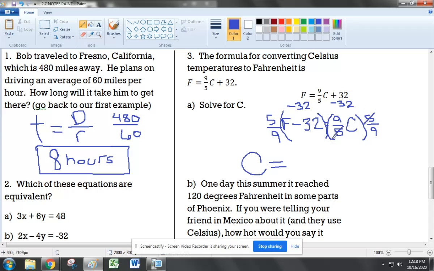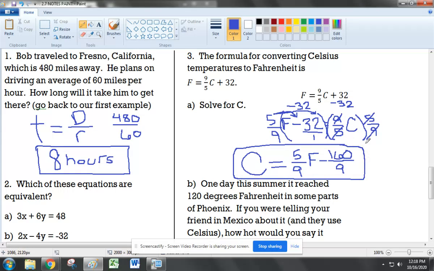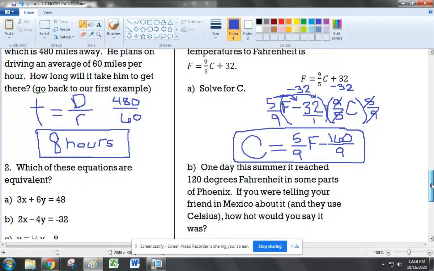That's going to cancel this. That's going to cancel that. And we're going to get C equals 5/9 F minus, and remember, we're really just distributing here. 5 times 32 is 160. And then this 32 is just 32/1. So I'm going to say 160/9. Now, that doesn't look pretty. I mean, you don't probably feel like you accomplished a whole lot, but that is the equation we're going to use, which brings us to part B.